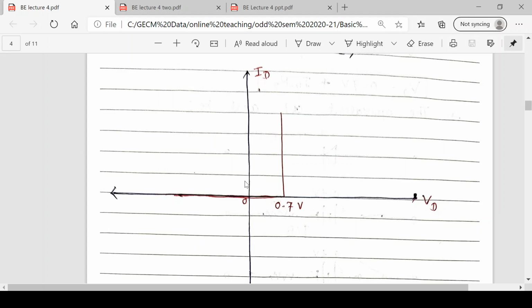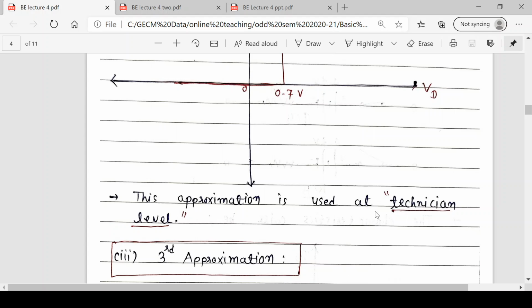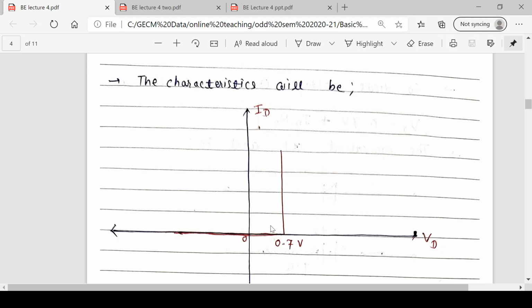Who will use it now? It has some detailing, so it will be used for more detailed work. Such an approximation is used at technician level, that means ITI people. What do ITI people generally do? They repair the circuit. They try to work out whether it is working properly or not. They are trying to find the faults at a somewhat detailed level. So that's why they will use the diode approximation as the second approximation and not the ideal one.